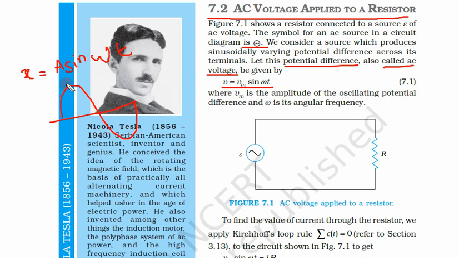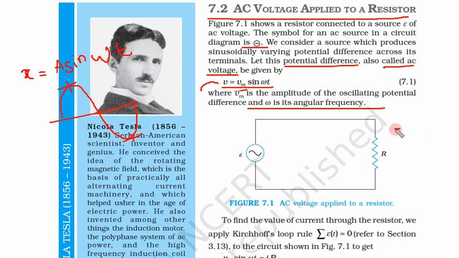Similarly here, this Vm is the maximum voltage. Again this is the amplitude, the maximum voltage on either side. This V is changing with time, or we can write it as V of t. This voltage is changing with time as a function of a sine wave, and this is the maximum voltage. Here it is written, Vm is the amplitude of the oscillating potential and omega is the angular frequency.